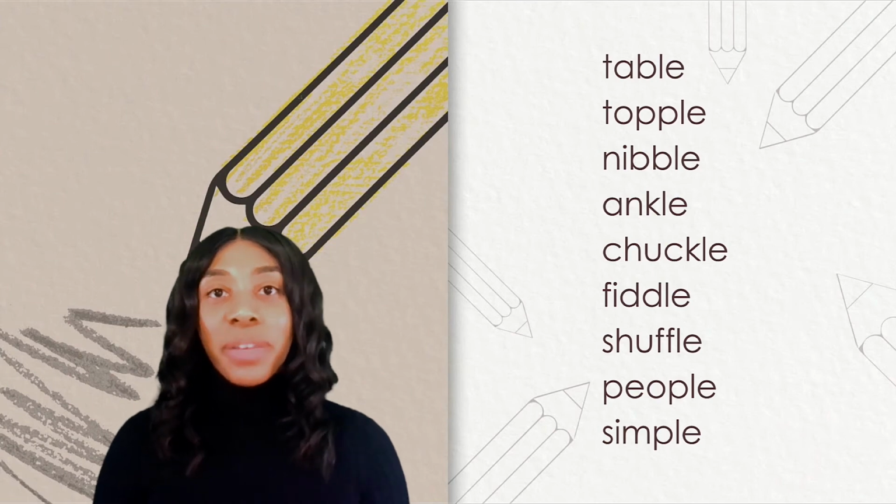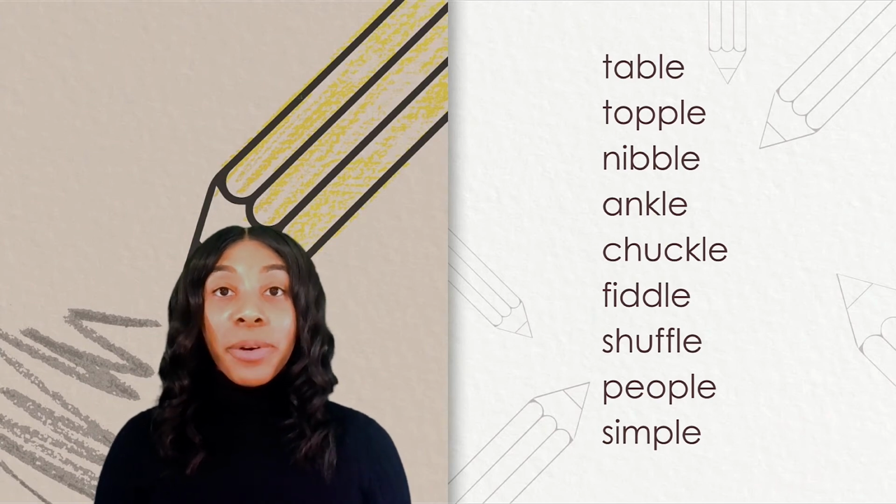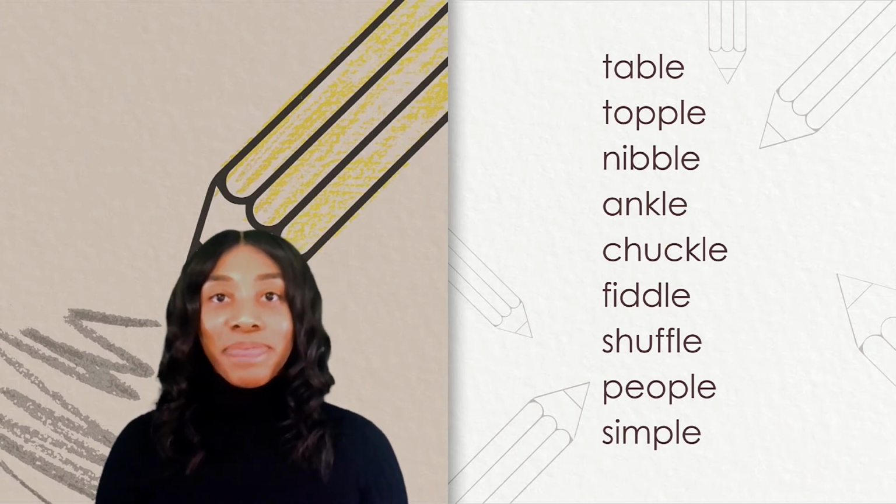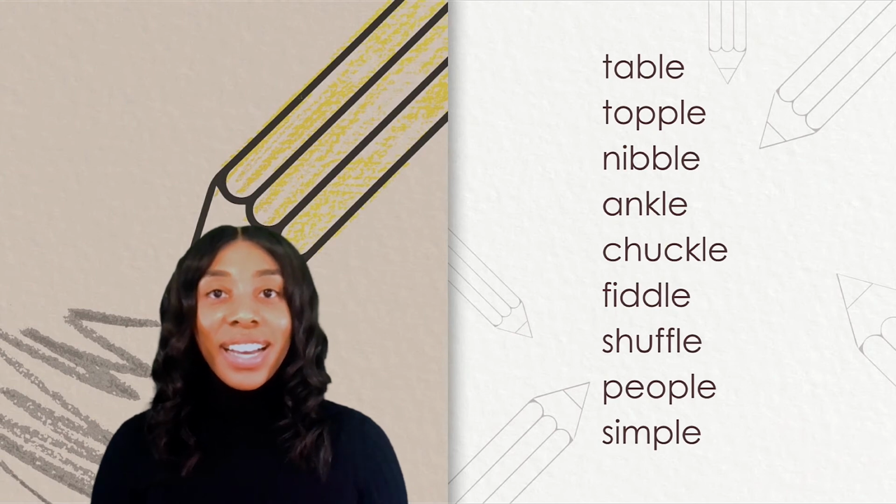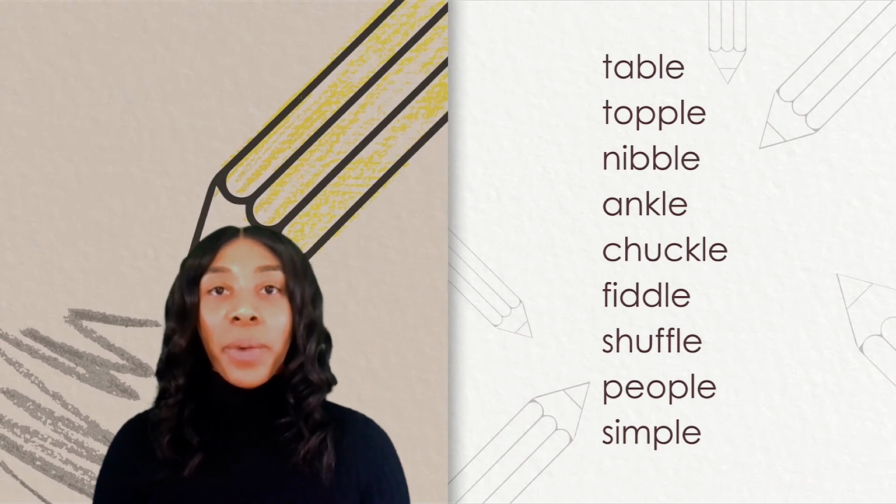Feel free to read them with me, and I am going to start from the top. The words are table, topple, nibble, ankle, chuckle, fiddle, shuffle, people, simple. Good luck, and I can't wait to see your complete sentence with 3 consonant LE words.